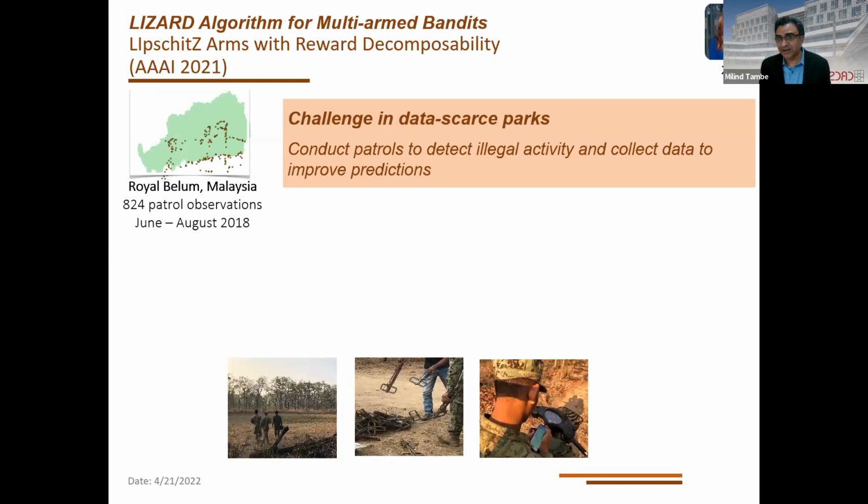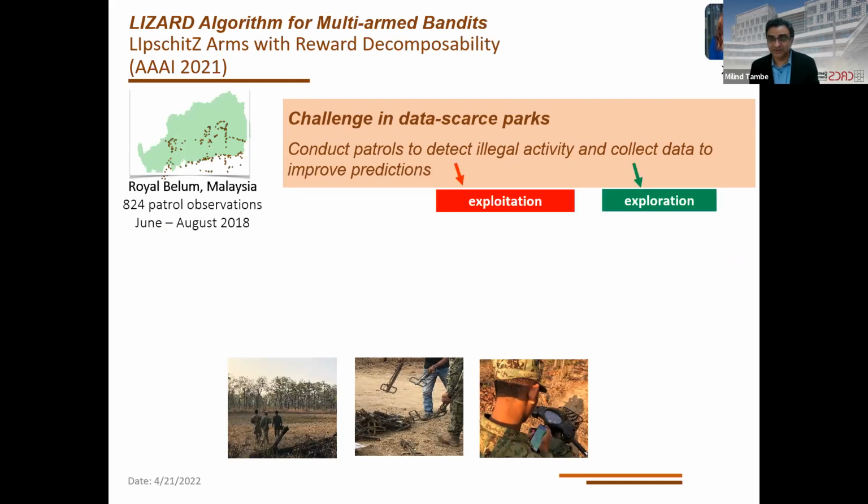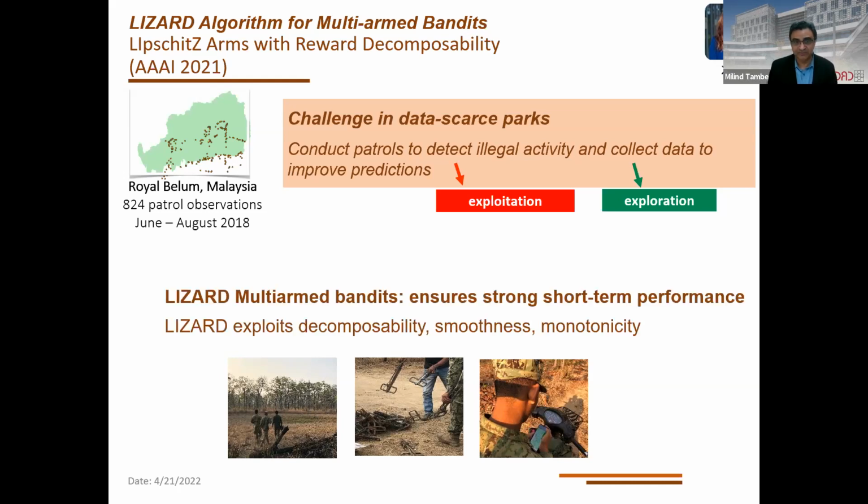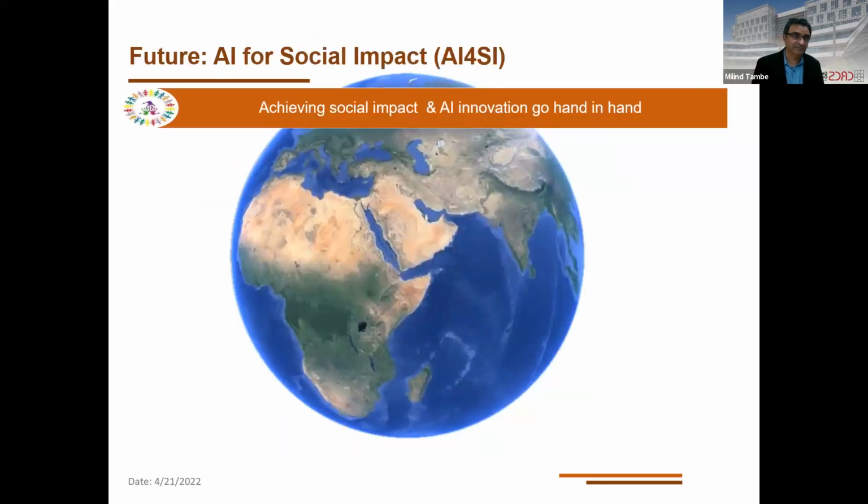There are many other challenges. There are some parks where there's very little data. In these parks, it's important to balance exploration and exploitation, collecting data and detecting illegal activity. So these are new bandit-style algorithms that we've been developing. So I've come to the end of my presentation. Let me summarize some of the lessons that we've learned.